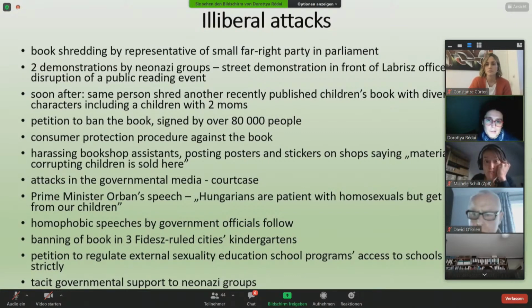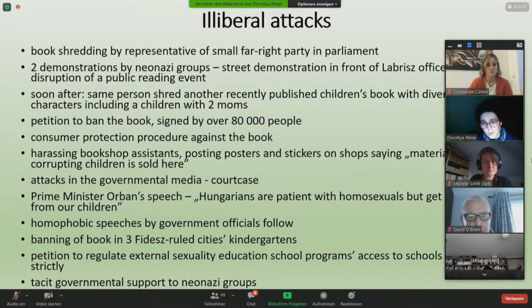And then the CitizenGo petition authors launched another campaign where bookshop assistants were harassed in person and on the phone. They posted posters and stickers on bookshops saying material corrupting children is sold here. There were a lot of attacks in the governmental media. In one of them, we were called something similar to a pedophile organization. So now we have just sued the author.